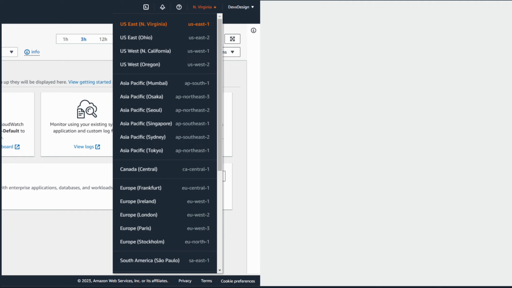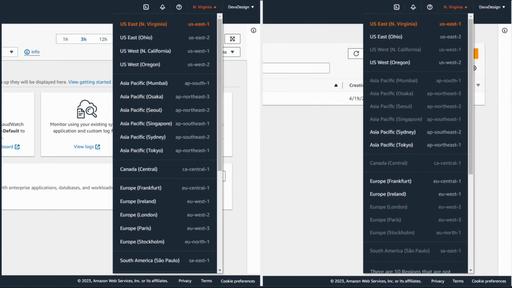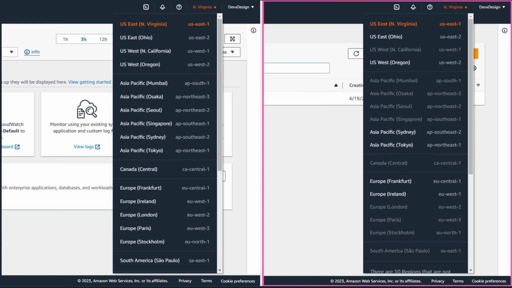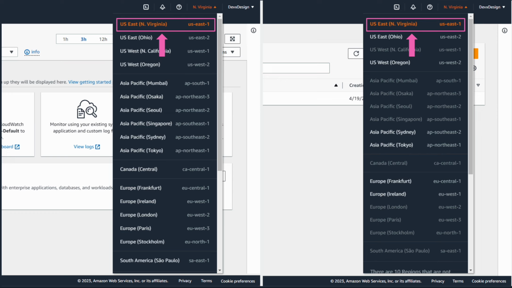Not all services are available in every region. In this example, the service on the left is available across all the AWS regions. The service on the right, which shows many services grayed out, is available in only a few regions. Northern Virginia is the primary region for AWS. It provides access to all AWS services and should be considered the region to use when training on AWS.